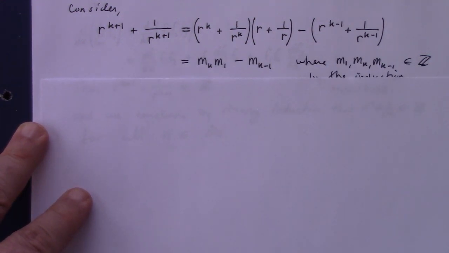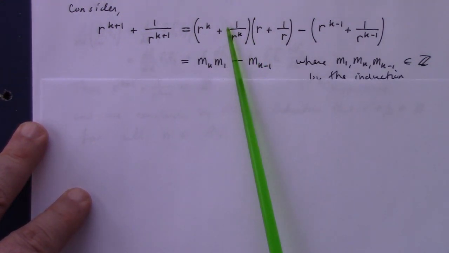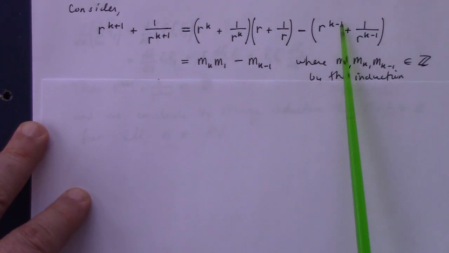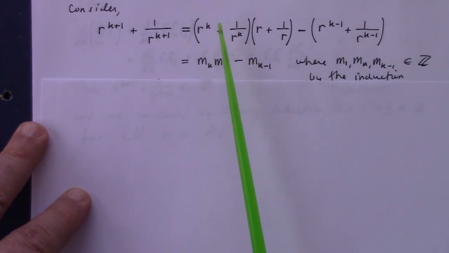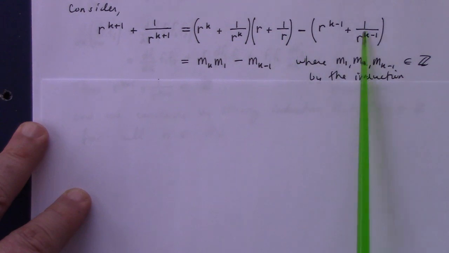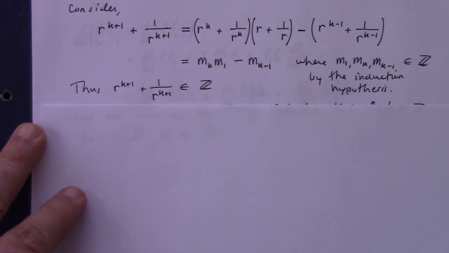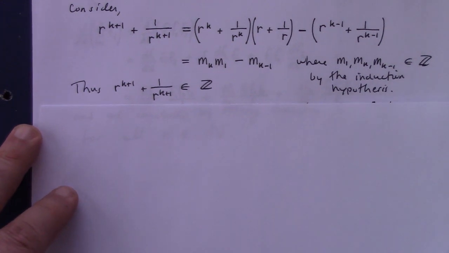And then, by the induction hypothesis, we know that that's an integer, that's an integer, that's an integer, right? Because we're looking at either the k case, or k minus 1, all assumed to be true by the strong induction hypothesis. But, of course, the product and difference of integers is an integer, therefore r to the k plus 1 plus 1 over r to the k plus 1 is an integer again.